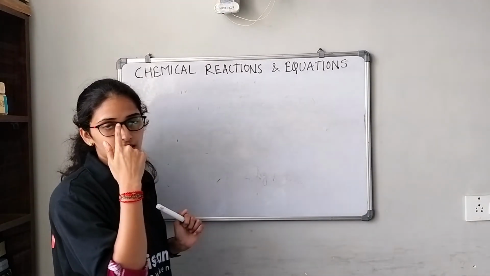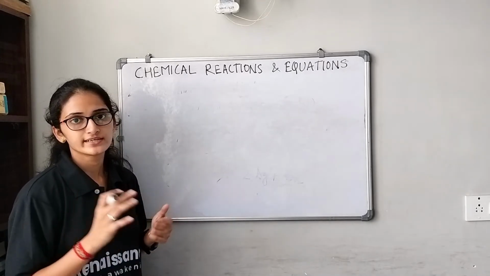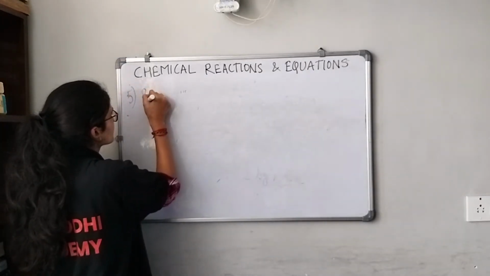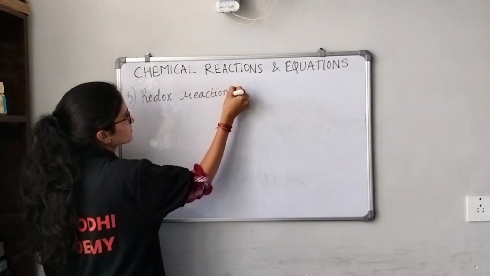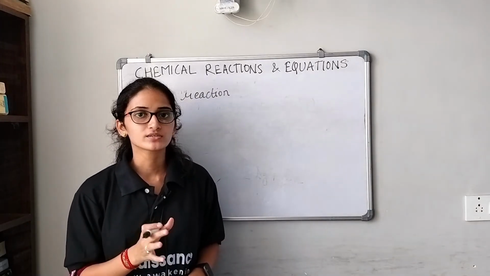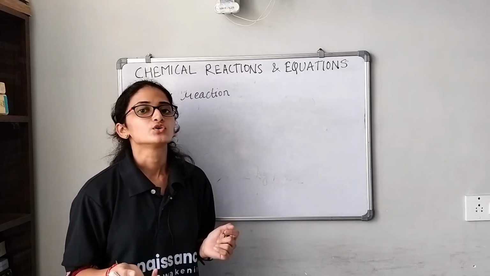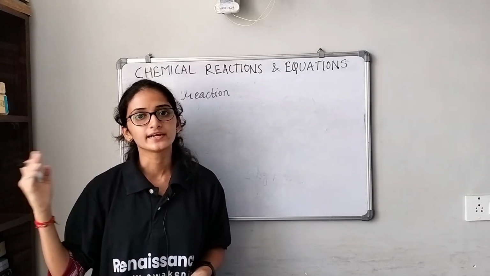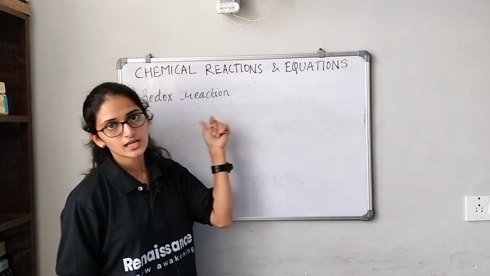Now next we will see about redox reaction, that is, oxidation and reduction reaction. What do we mean by redox? Redox is the shorter term we use for oxidation reduction or reduction oxidation. In this reaction, one substance is getting reduced and the other is getting oxidized. When we combine both the terms, we get the term redox reaction.